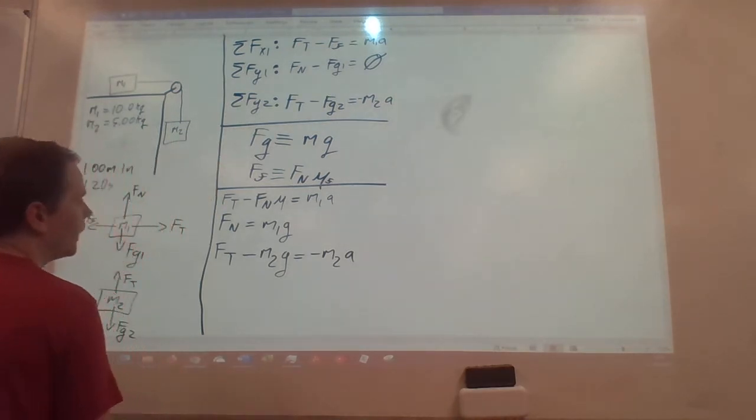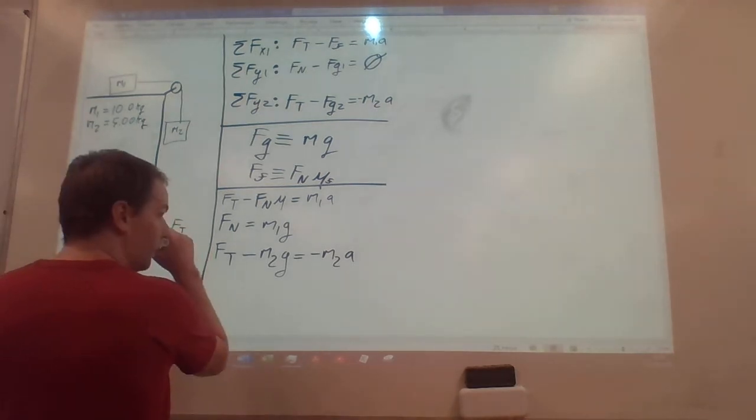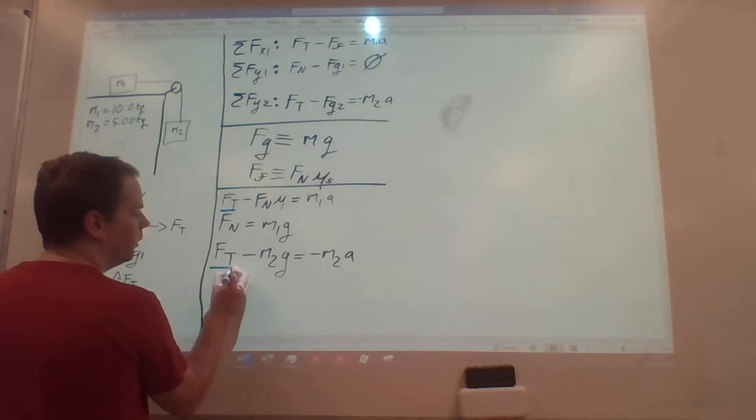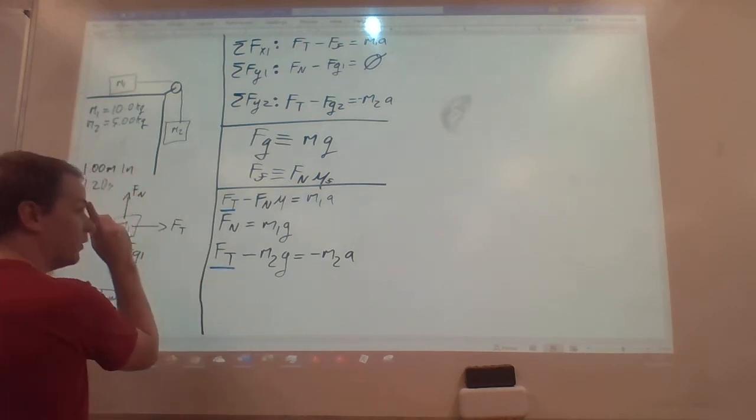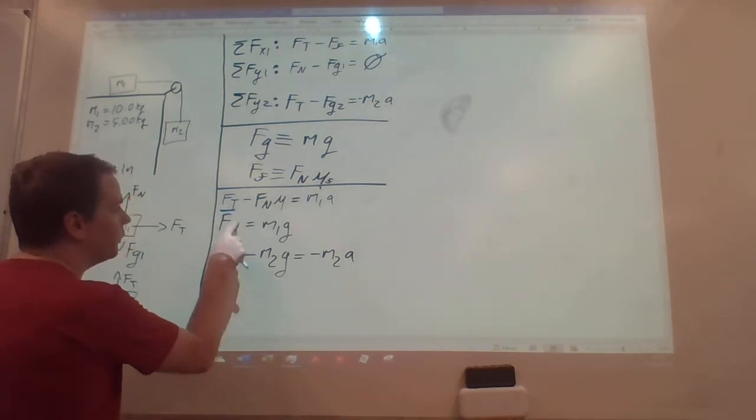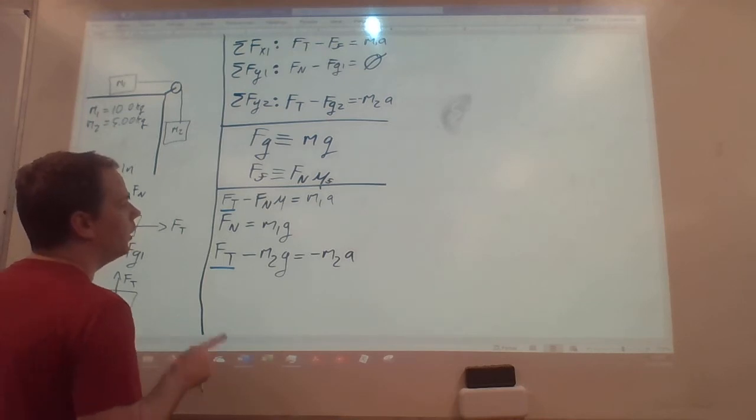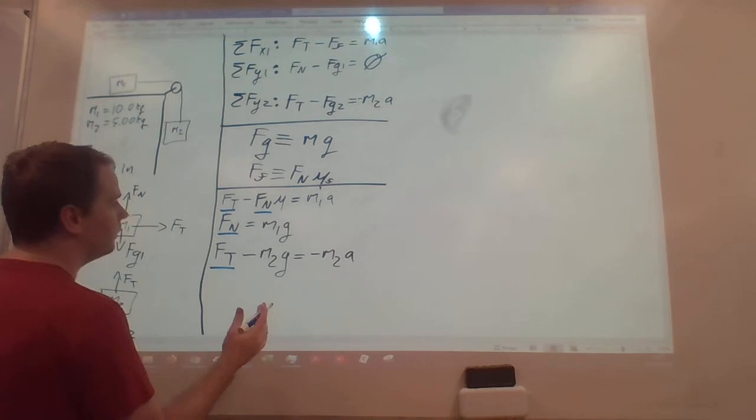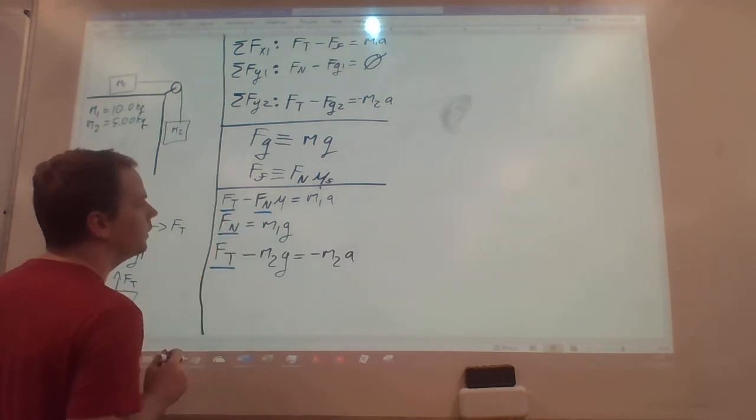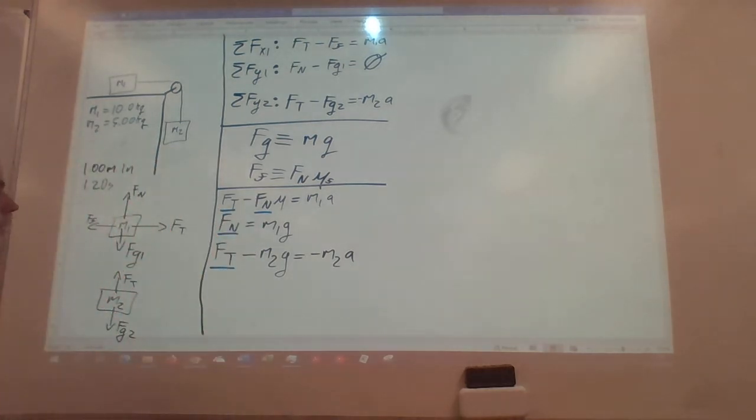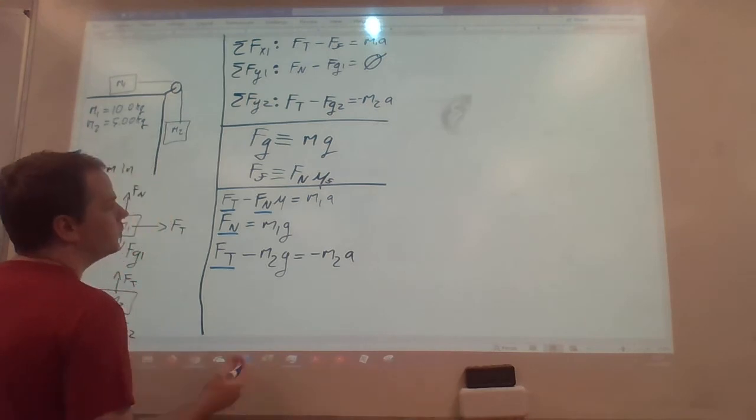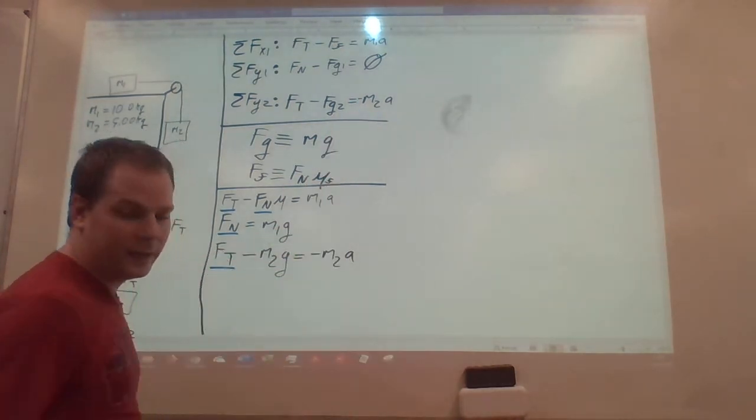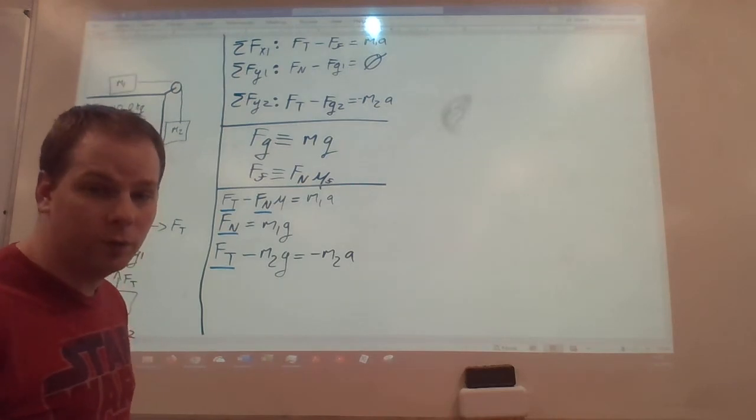Now, we do not know our tension force, but it's present in two equations, so we could set these two equal to each other. We also do not know our normal force, but again, it's present in two equations, so we could set those equal to each other. So I'm going to do that over here at the top and show you how that works.